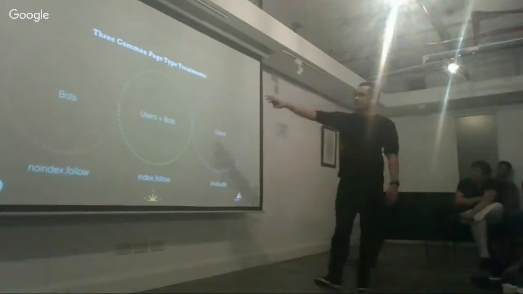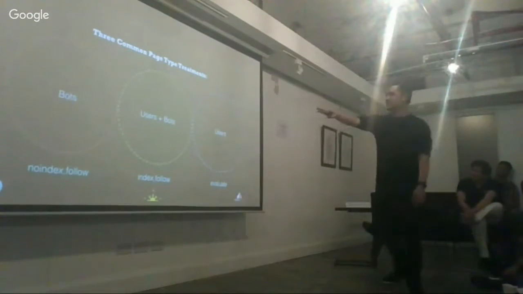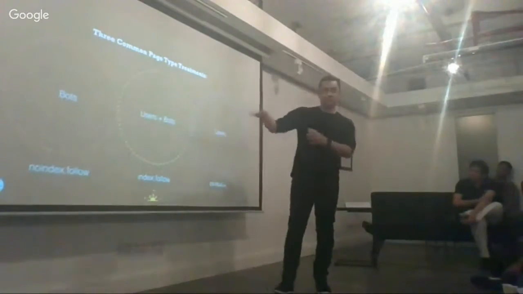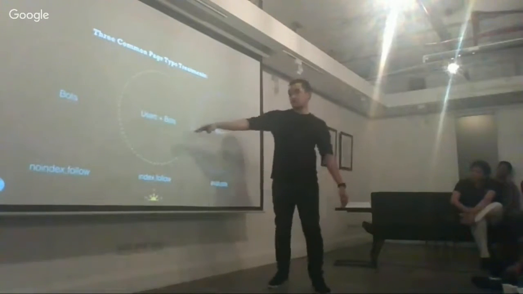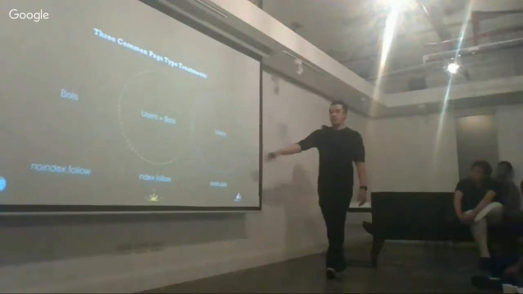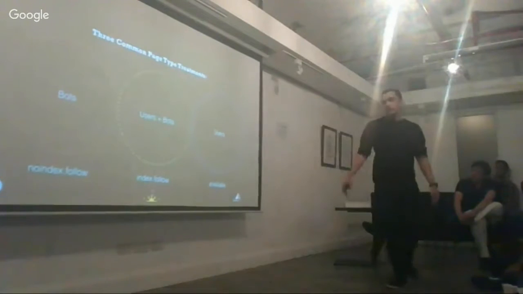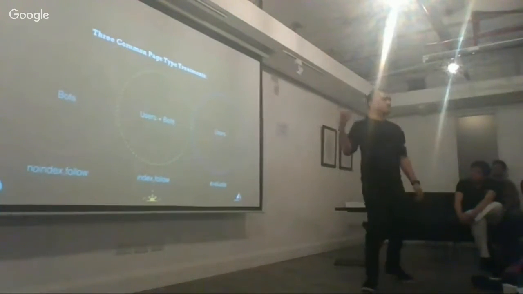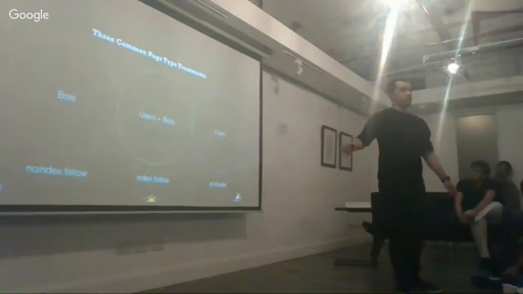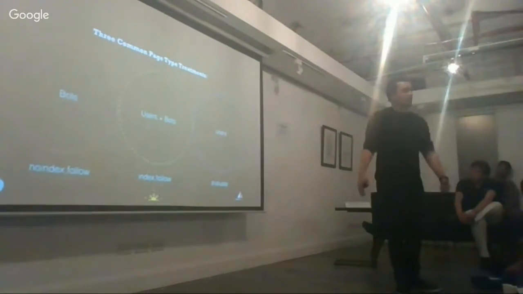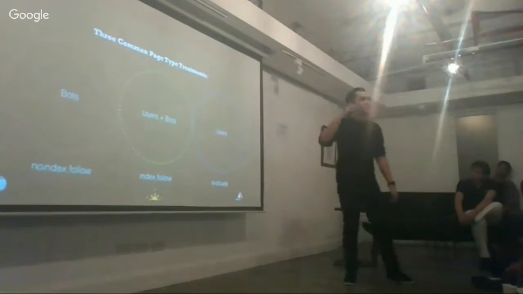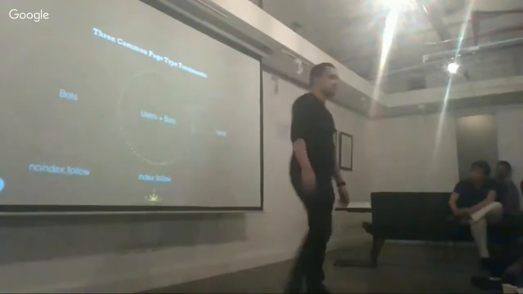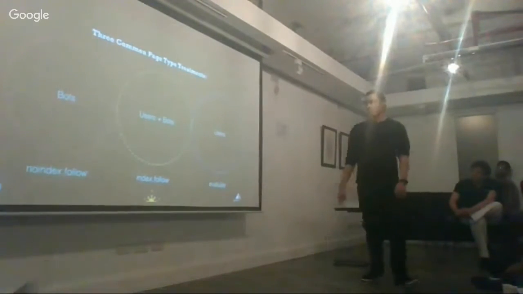Anyways, so 3 common page type treatments. You have these 3 types of situations. One is a type of page that's good for bots. One is good for users and bots. Another is only good for users. An example of a page that's good for bots is, for example, you have a page, but it doesn't have any search terms. It's not ranking for anything. But for some reason, there's probably a lot of links pointing to it. Then what you can do is just noindex it, but Google's still going to follow it.